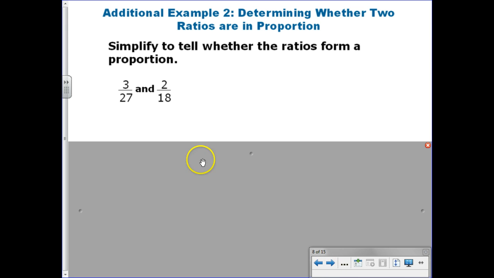The other thing that you're going to be asked to do in your assignment is to say, here are two fractions, and can you tell me if these actually form a proportion? So when you look at something like 3/27 and 2/18, what I'm asking you is, are these really equal? Well, there are three ways you could probably go about deciding this. One would be to put each of these in simplest form. And when I do that, 3/27 is the same as 1/9. 2/18 is the same as 1/9. Yes, indeed, they are equal, and I would answer yes.